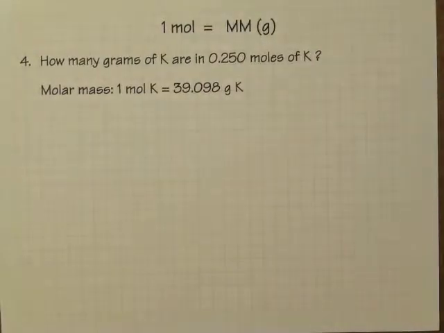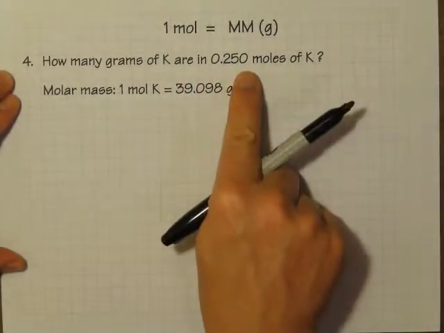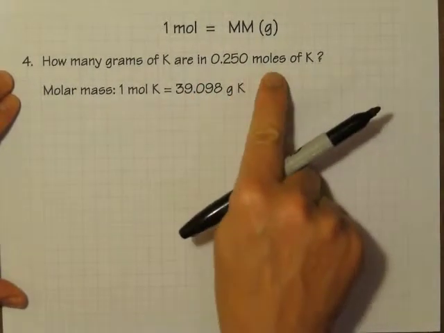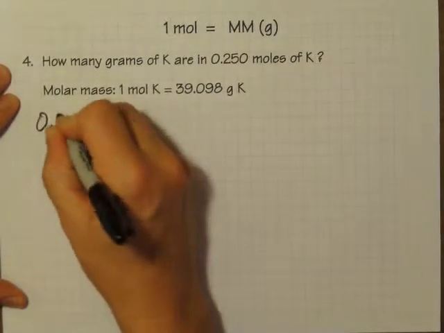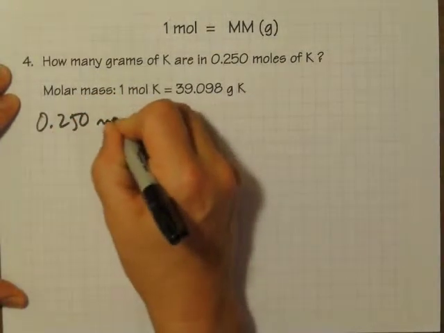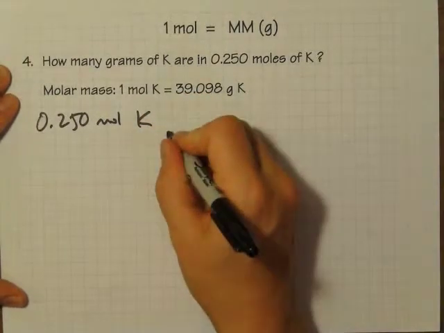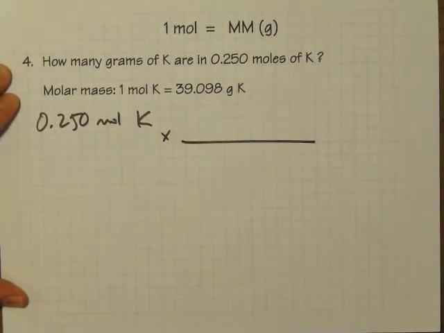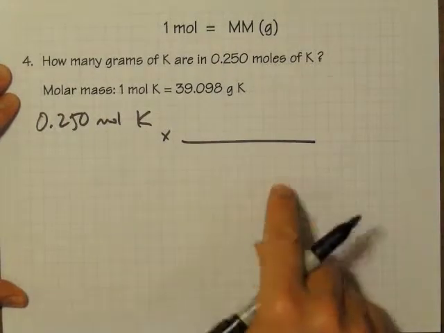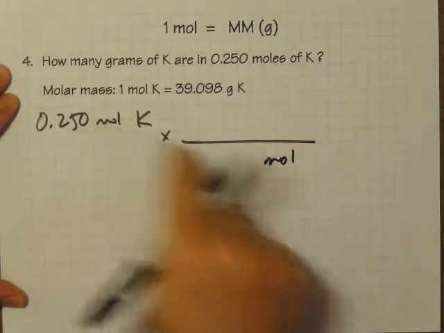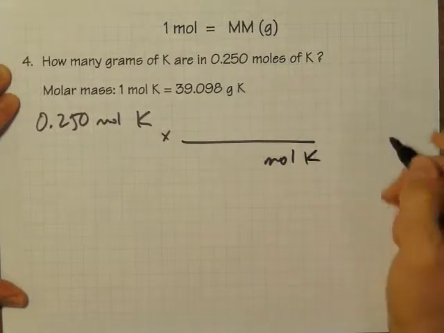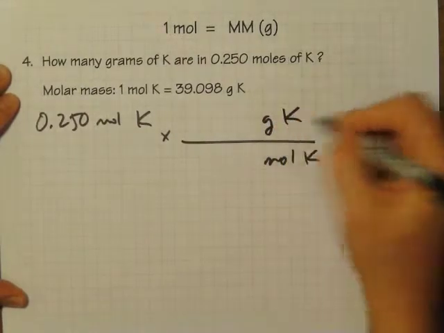One last example. How many grams of potassium are in 0.250 moles of potassium? Given 0.250 attached to the unit mole, so that's where I begin. 0.250 mole of potassium. Go get yourself a banana, have some potassium. I'm going to multiply by a conversion factor, and what goes on the bottom is the unit that I was given, so that it cancels out moles of potassium. And what I'm going to put on the top is what I'm trying to find.